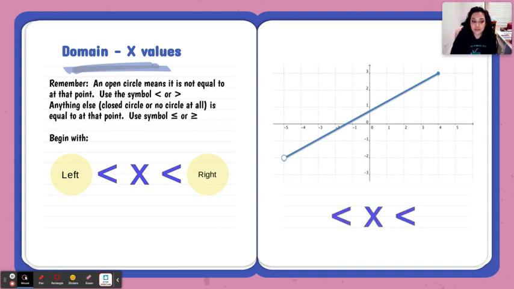Again, I'm looking for my domain, so I'm going to start with the less than x less than. And I'm going to start by looking for my leftmost, I keep forgetting. I'm going to look at my x-axis. I highlighted that for a reason because it's important.